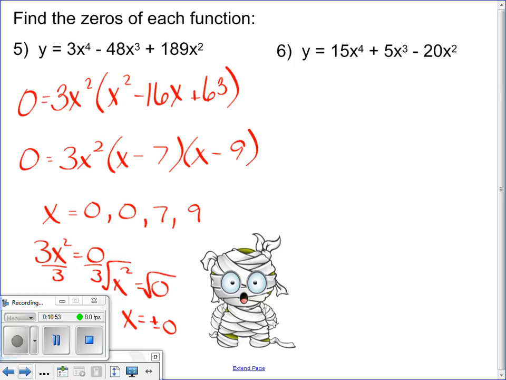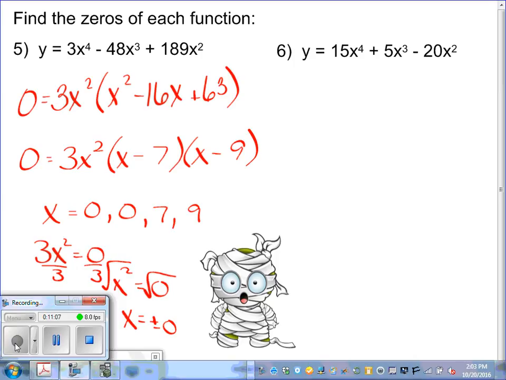Today, where we're factoring, yes. In the future, no. Yeah, we're baby stepping through this, right? We're going to get through the harder stuff eventually. All right, you guys want to go ahead and try number 6?